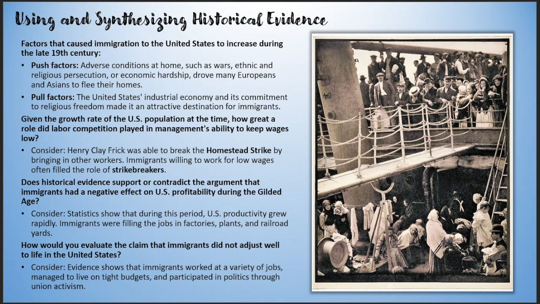Factors that caused immigration to the United States to increase during the late 19th century. Some of the push factors, remember those factors that push people out of their country? Those were adverse conditions at home like wars, ethnic and religious persecution, or economic hardship. And this drove many Europeans and Asians to flee their homes and come to the United States.